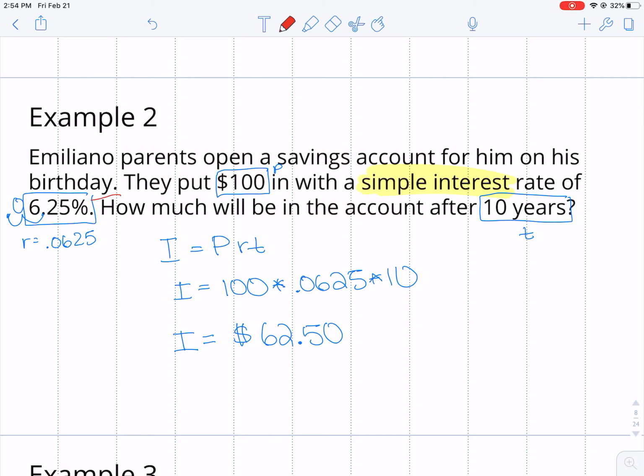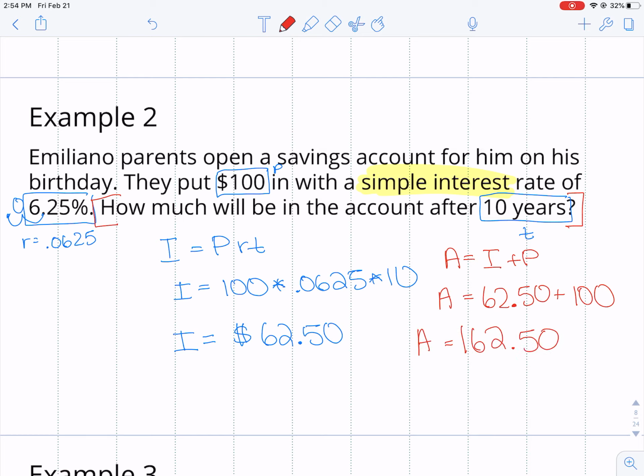Now, let's see if we need a second step. It says, how much will be in the account after 10 years. So it's not just asking for the interest, it's asking for the total amount in the account. So we need another step. It would be A equals I plus P, and we had 62.50 as our interest, so we would have to add it to the principal, making it $162.50 as your final answer.